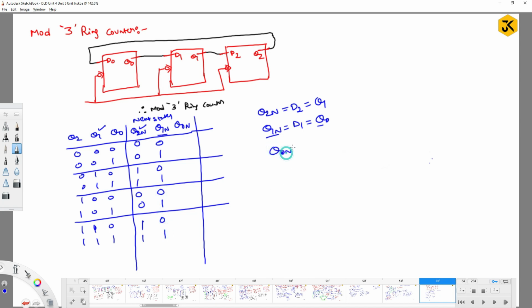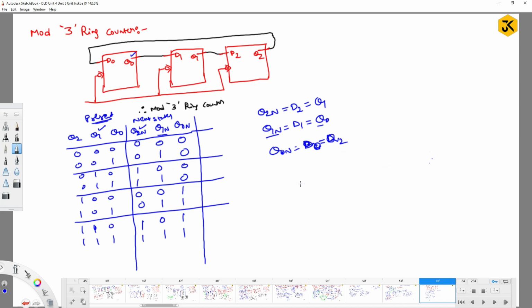What about Q0n? Q0n is going to be the input of D0, which gets its input from Q2. So indirectly, Q0n is Q2. That is 0 0 0 0 1 1 1 1. That's it. So these are the present states, and these are the next states. Now, can you draw the state diagram for this?